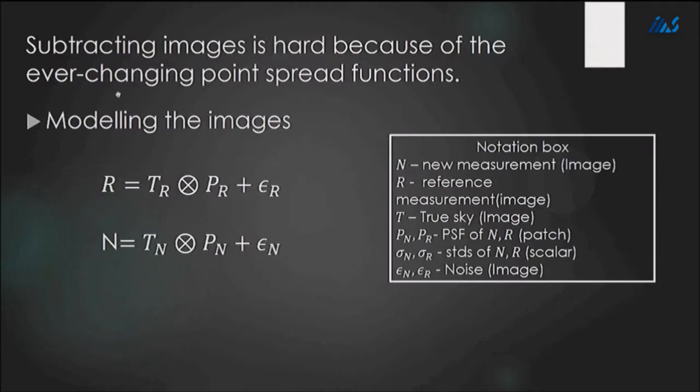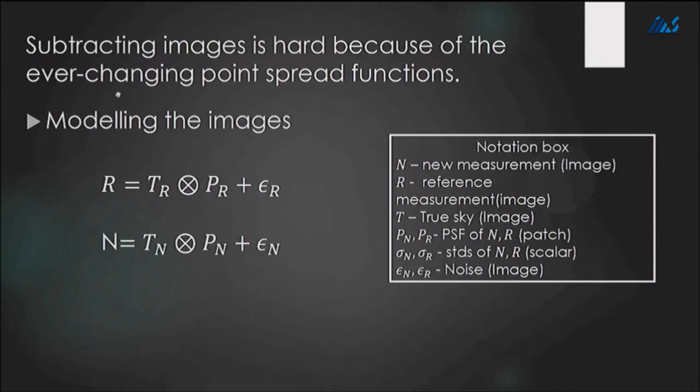Now, why is it hard? For this, we have to write down some equations, but not complex ones. So we have a reference image. How is a reference image generated? You have the true sky. It's convolved with the transfer function of the atmosphere. We call it a PSF, point spread function, and added some noise. That's how an image is formed. The new image is formed the same way. You might not have the same image, but let's assume that you do have the same sky. You just want to see if the new image is consistent with having the same sky as the reference.